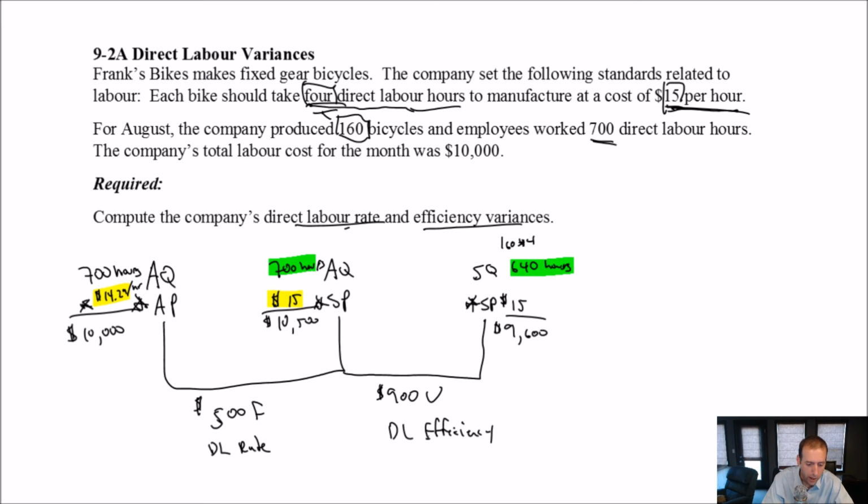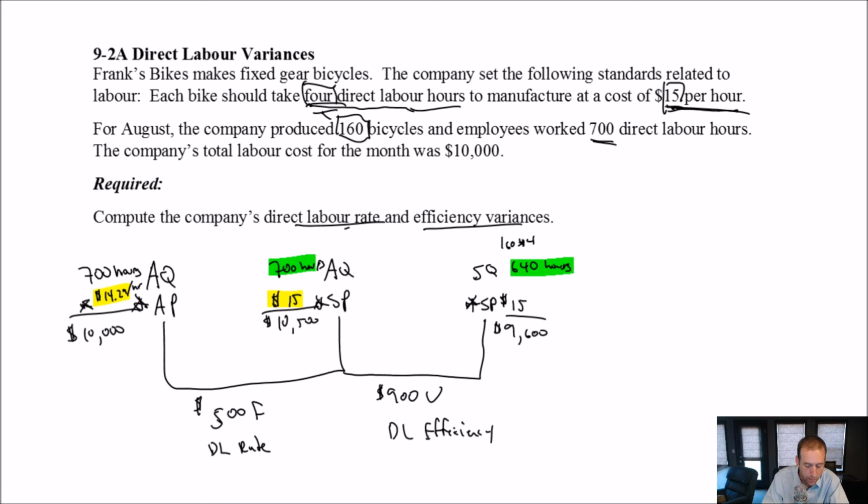Well, perhaps we had more inexperienced employees working. Maybe our employees make a range of wages from like $10 to $20. The most experienced make 20, the least experienced make 10. Well, if my mix is usually half and half, and this time I had a few more inexperienced employees, I might have ended up paying a lower rate just because I have more newbies working. And actually, that makes sense to have a lesser efficiency variance as well as a possibility here.